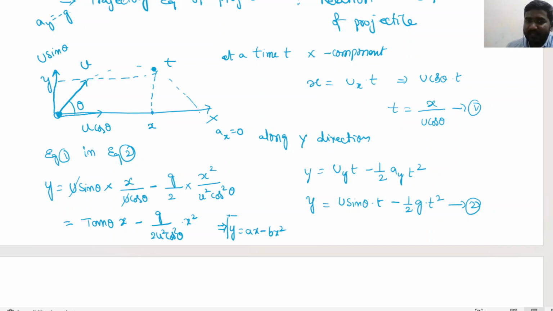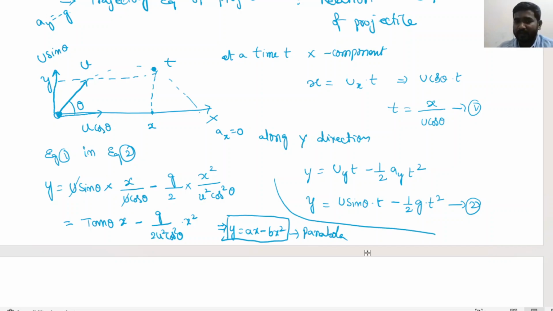Compare this equation with y equals ax minus bx square. So it is a parabolic equation. This equation you can take as a parabolic equation. Parabola. Okay, copied up to here. Equation of trajectory: y equals tan theta times x minus g divided by 2u square cos square theta times x square, or y equals ax minus bx square. It is a form of parabola.